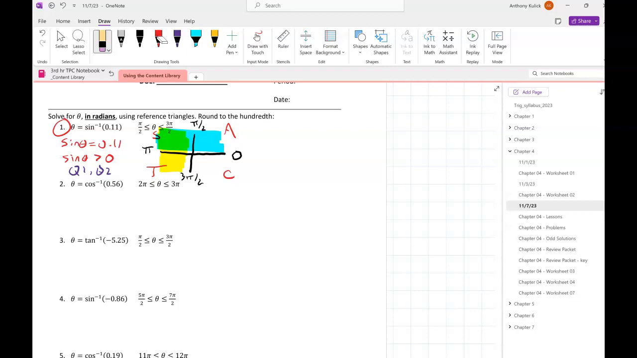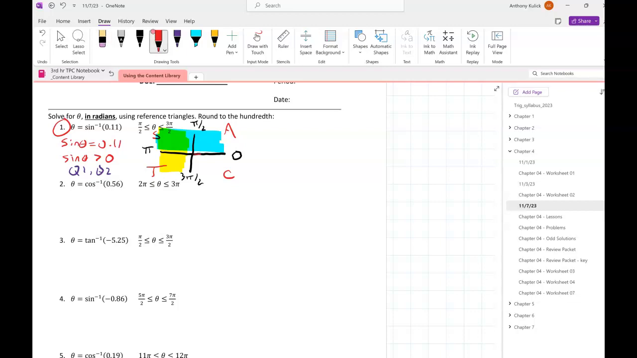Okay, so where is our answer at? What quadrant does this have to be in? Quadrant 2. That's the only place where sine is positive and your angle is between pi over 2 and 3 pi over 2.